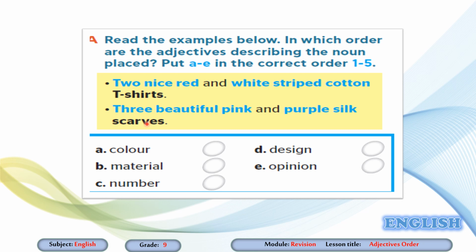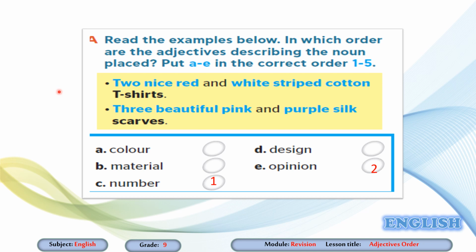Okay, now let's check your answers. What do you think is the first adjective? Excellent. It is number. Why? Because in the first example, and in the second example we have 2 and 3. They refer to number. What comes next? Which adjective comes next? Great, the one about opinion, because in the first sentence we have the adjective nice, and in the second sentence we have the adjective beautiful. Both of these adjectives express what you think about something.